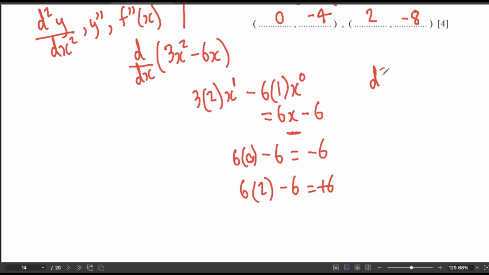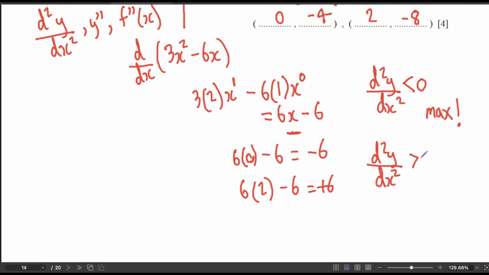But if the second derivative, so this is the second derivative, is less than 0, then this is a maximum point. You have to remember this. And if it is greater than 0, then it is a minimum point. Something you have to remember. If it is equal to 0, then it's called a point of inflection, but I don't think we need to worry about that right now.